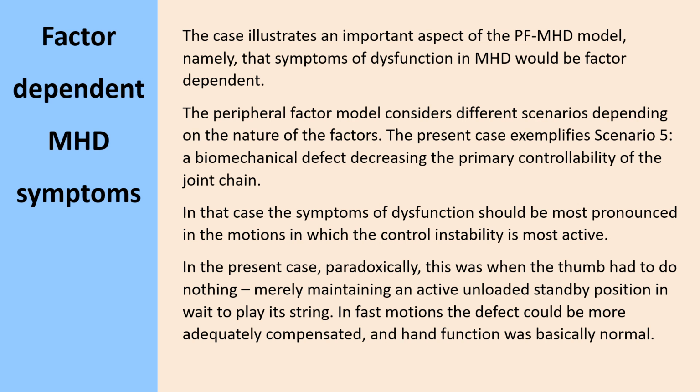A biomechanical defect decreasing the primary controllability of the joint chain. In that case, the symptoms of dysfunction should be most pronounced in the motions in which the control instability is most active. In the present case, paradoxically, this was when the thumb had to do nothing, merely maintaining an active unloaded standby position in wait to play its string. In fast motions, the defect could be more adequately compensated and hand function was basically normal.